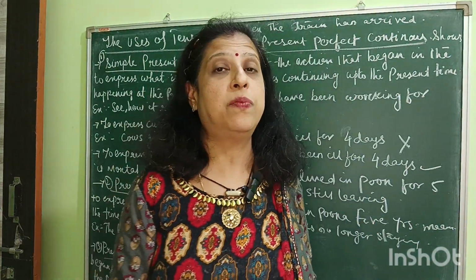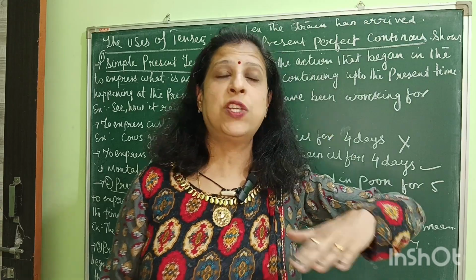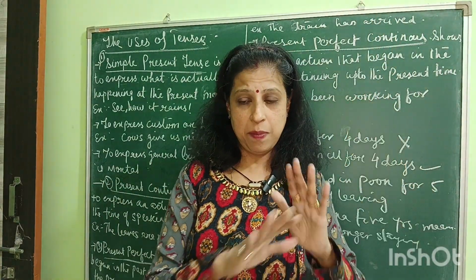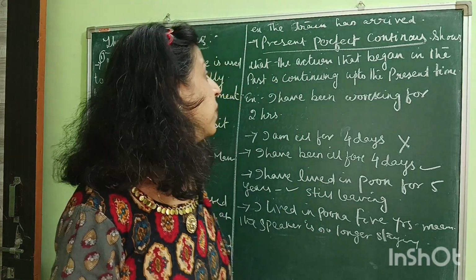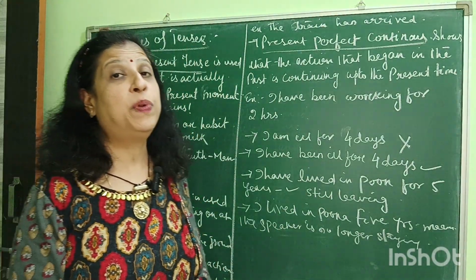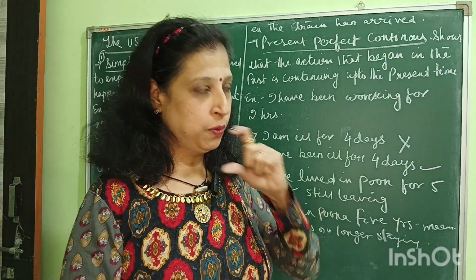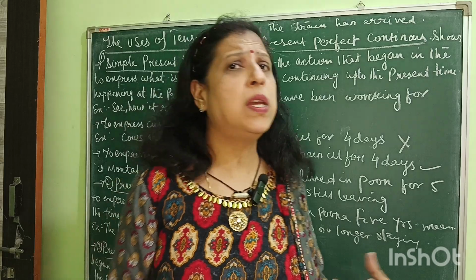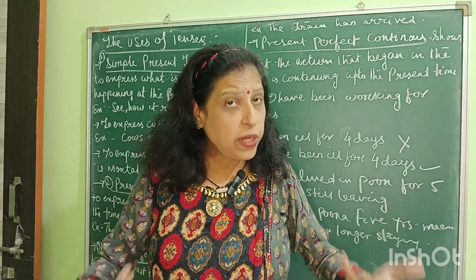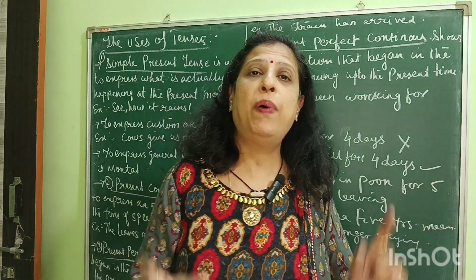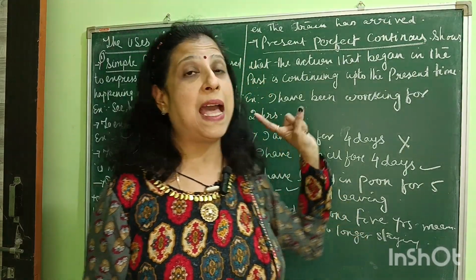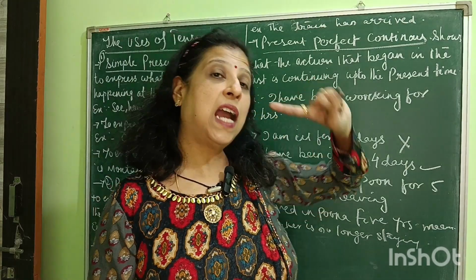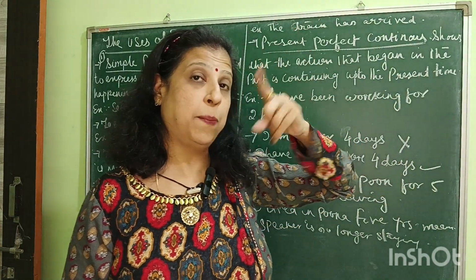We can use present perfect when the action has already begun in the past and is completed in the present time. Now we come down to present perfect continuous tense. What is present perfect continuous tense? Continuous means it's going on. It is in process. It shows that the action that began in the past is continuing in the present time.